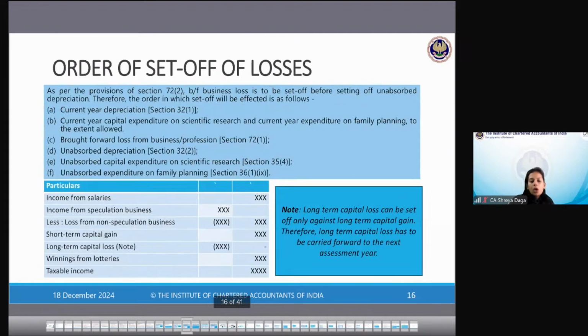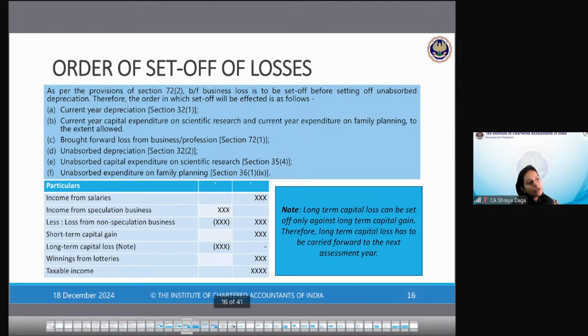Order of set off of losses. Suppose you have too many losses and you have some sorts of income in this year. Which will you set off first, which next, which will you carry forward? You need to know. Somebody has to tell you what to use first, what to use next. Why? Because there are some types of loss like unabsorbed depreciation, which have an indefinite life. You can carry it forward to any number of years.